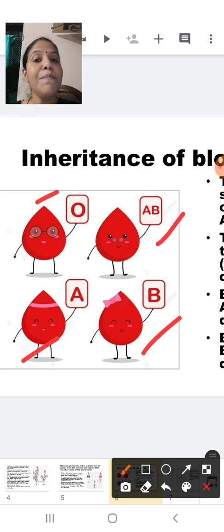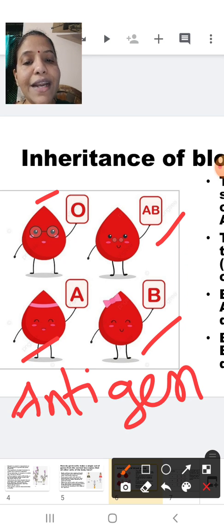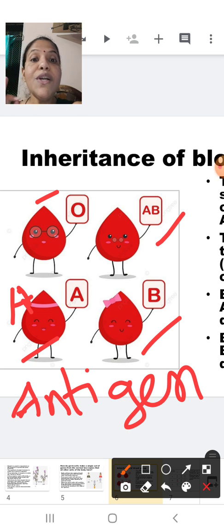Now when I say blood group A, I call it blood group A because it will contain an antigen, which is called the A antigen. What is an antigen? An antigen is a sugar. And this antigen, which is a sugar, is present on the RBC. What is RBC? Red blood cells.